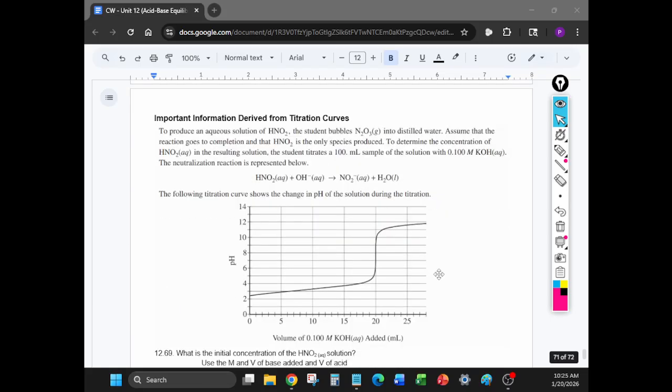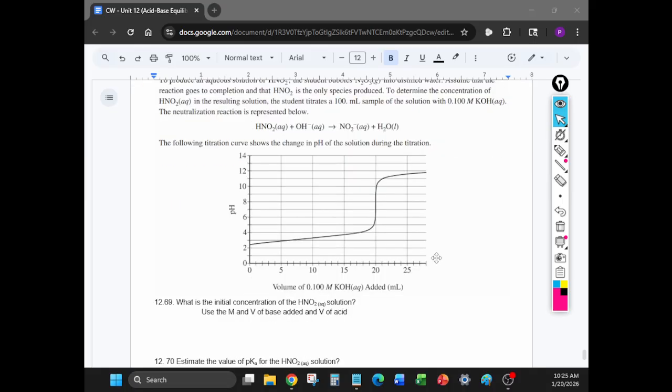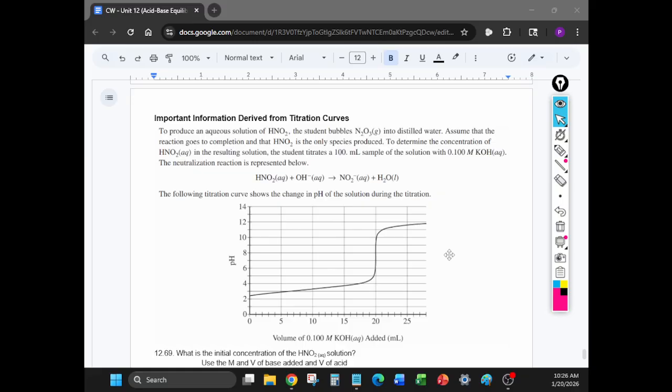All right, we're also going to take a look at some things you can derive from a titration curve. So here we have a titration curve, and I want you to pause the video real quick, look at it, and determine: is this a strong acid or a weak acid titration? All right, so we've come back.